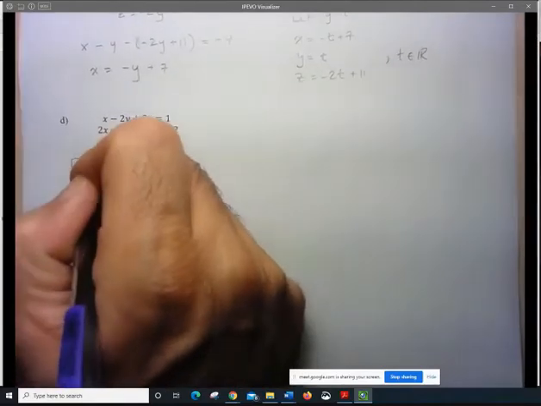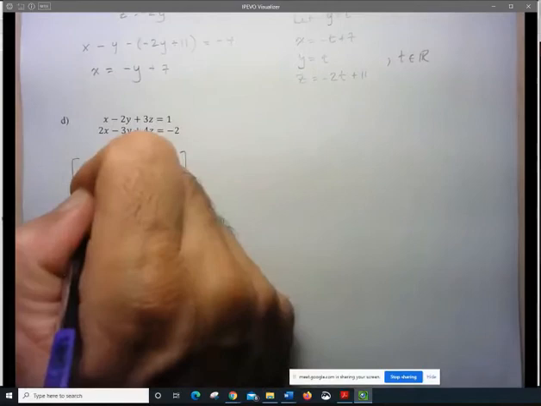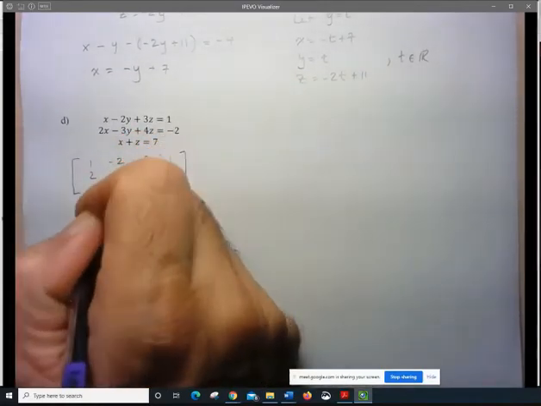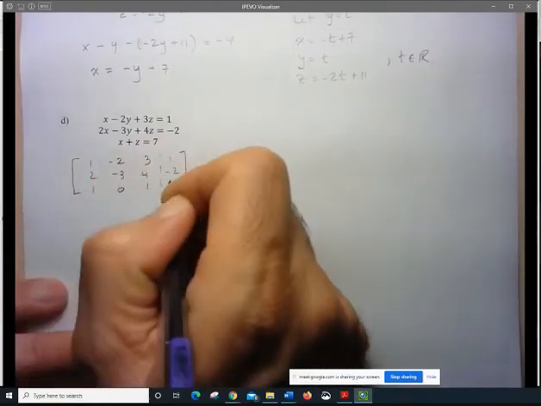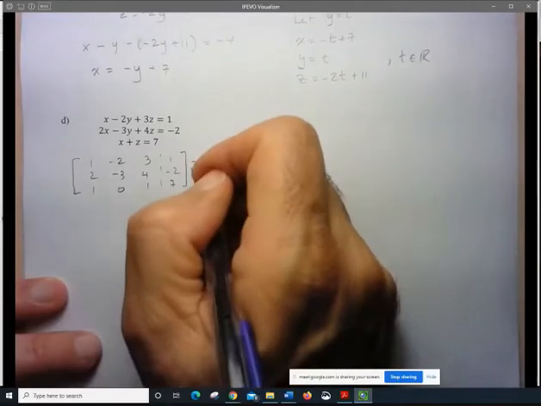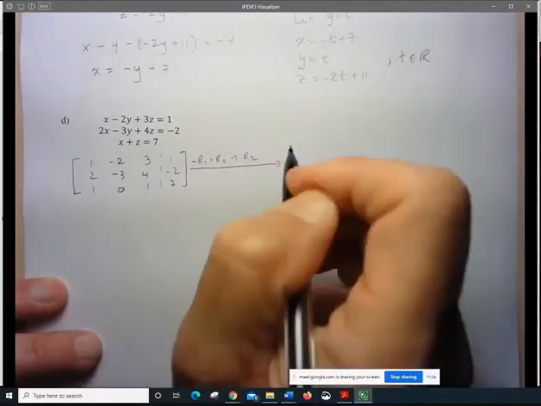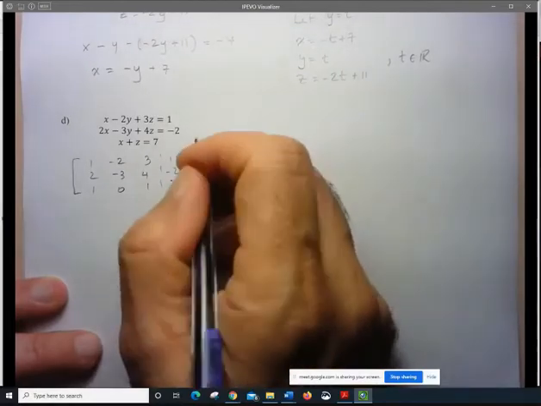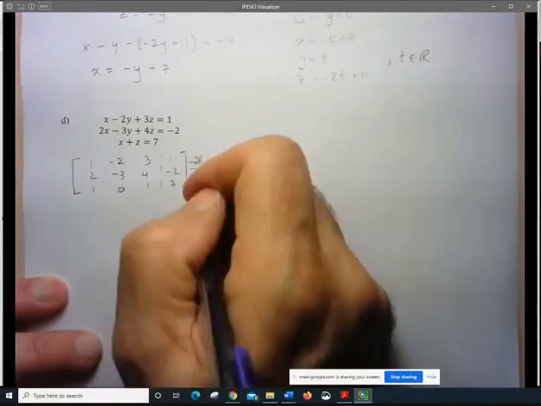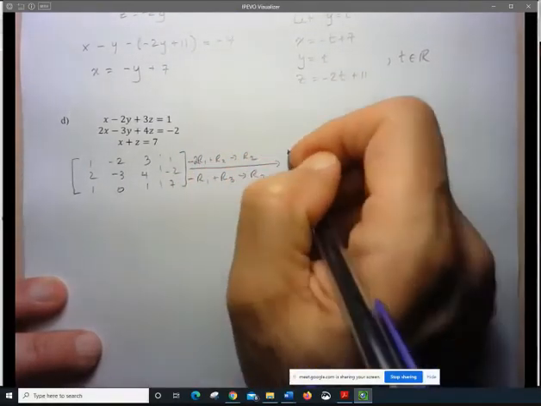Okay? So 1, -2, 3, 1. Okay, 2, -3, 4, -2. And then 1, 0, 1, 7. Okay? So always doing the same thing. Negative R1 plus R2 gives me R2. Negative, of course, that was supposed to be -2. And then negative R1 plus R3 goes into R3.